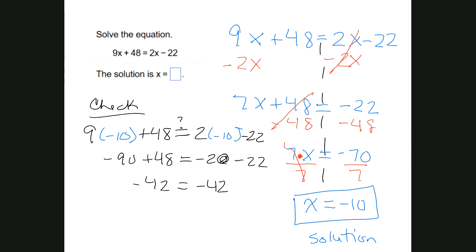So this works. It's saying that negative 10, when substituted into the original equation, gives me a true result. So indeed, our solution is negative 10. You may have noticed I spent a little extra time on this problem because I want to make sure that you've learned your steps. As we move along the slides, I'll go a little bit quicker. So this was just a check.